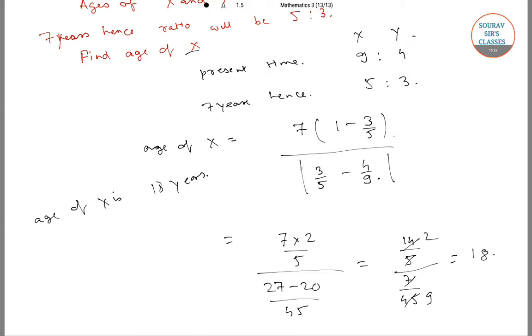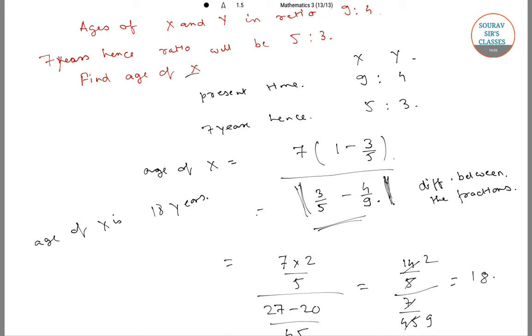Note, in this formula the denominator should be positive, so we will subtract the smaller fraction from the bigger fraction, and that's why I have used mod in this case, because if you cannot understand which of the fraction is bigger, then you can find their difference by using the mod. So basically in the denominator it is a difference between the fractions. And in case you cannot memorize this formula, you can always solve this question by forming the equations.